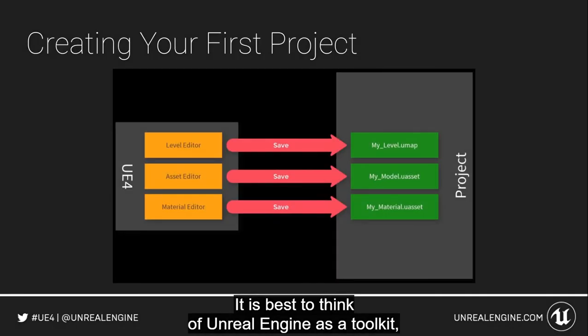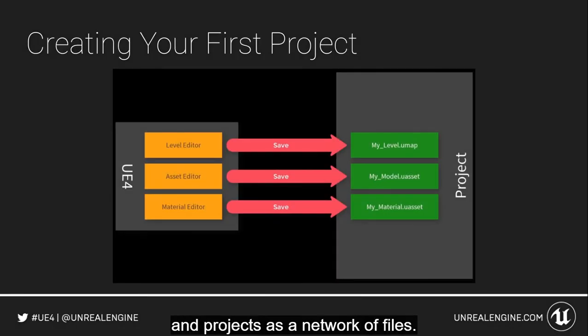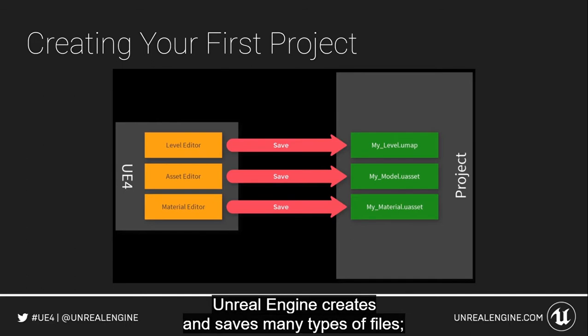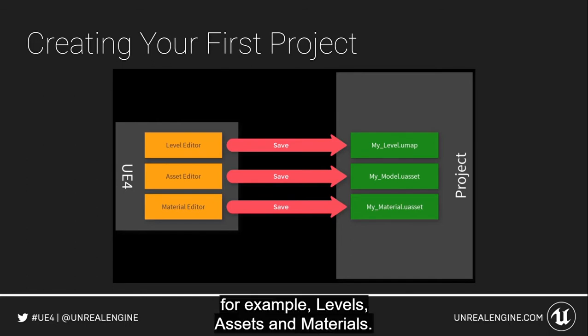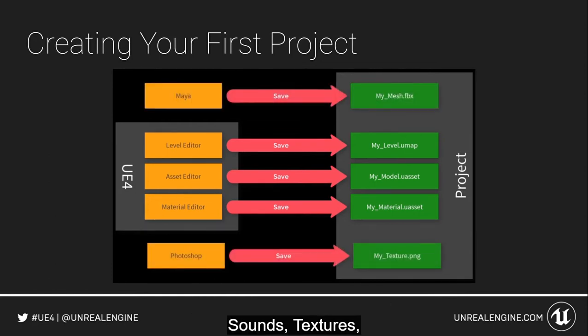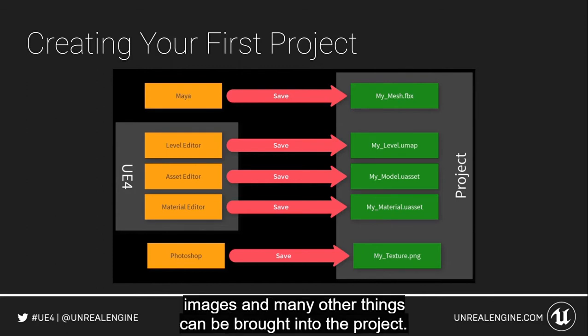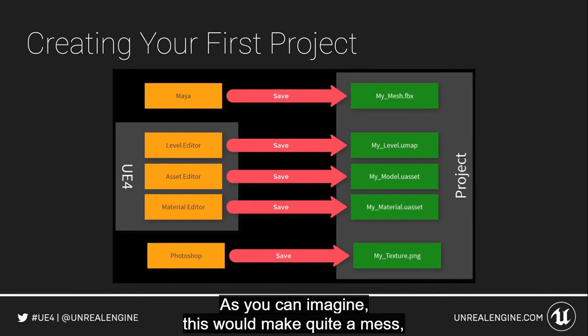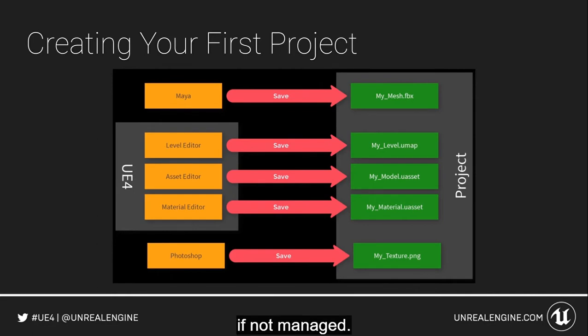It is best to think of Unreal Engine as a toolkit and projects as a network of files. It also creates and saves many types of files, for example, levels, assets, and materials. It also aggregates content from a multitude of sources. Sounds, textures, images, and many other things can be brought into the project. As you can imagine, this would make quite a mess if not managed.